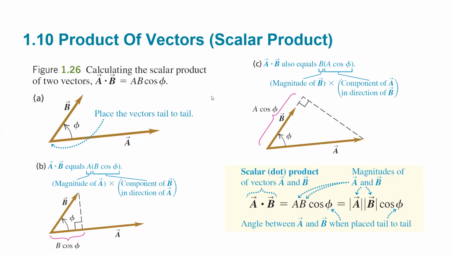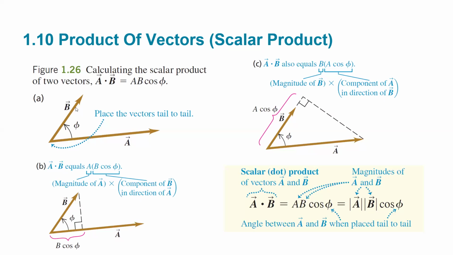Okay. So now in section 1.10, we're dealing with the product of vectors. The first one that we are going to discuss is the scalar product. So let's calculate, for example, the scalar product of two vectors, a dot b. The scalar product a dot b is equal to ab cosine of phi.